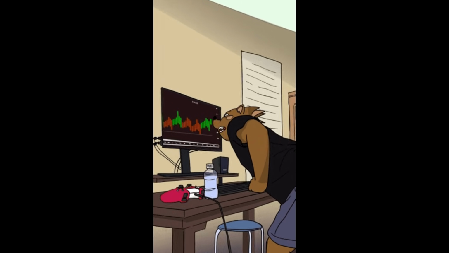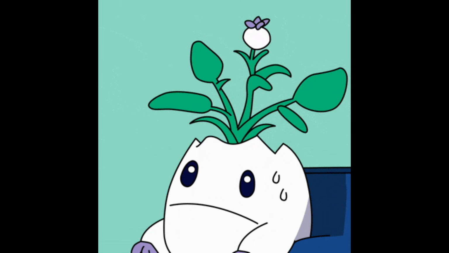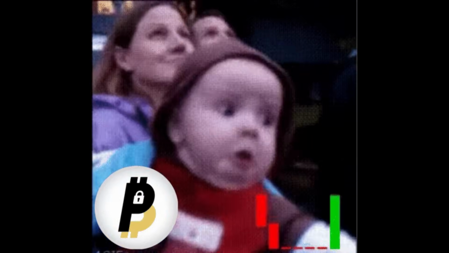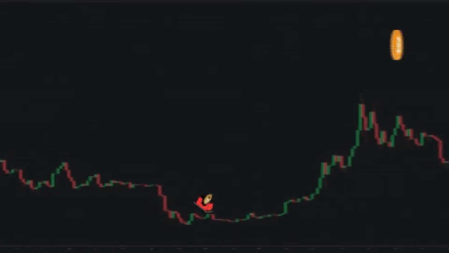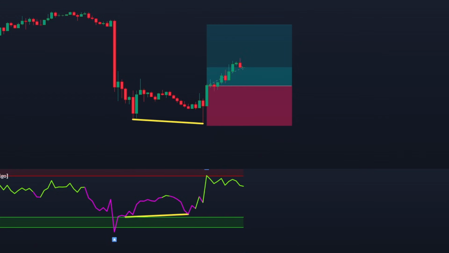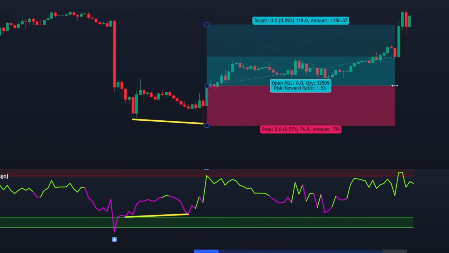Ever feel like you're watching the candles form? Everything looks normal. And then, boom, the market explodes without warning. It's not magic, it's momentum. And today, I'll show you the one indicator that reveals that pressure before it breaks out.